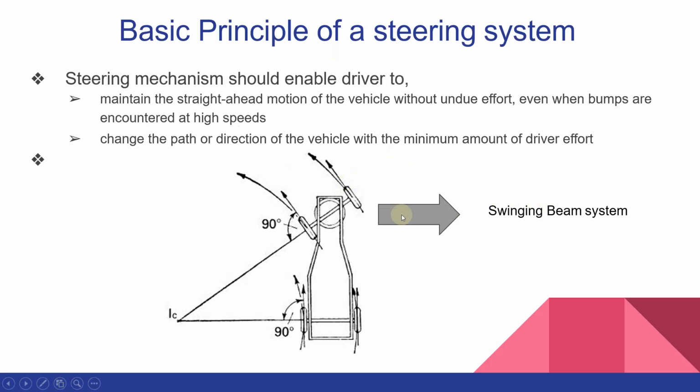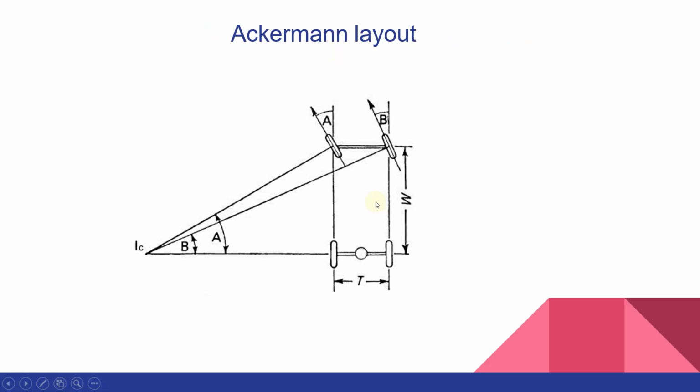Earlier in the swinging beam system, we know that both the front tires are aligned at an angle of 90°, whereas in the Ackermann layout, both the front wheels are aligned at different angles. You can see here one angle is A, the angle of one tire, and the angle of another tire is B. The second feature is that if we draw an imaginary perpendicular line through the center of both these wheels, these two imaginary lines will meet at a point LC when we draw a similar perpendicular line from the rear wheel also.